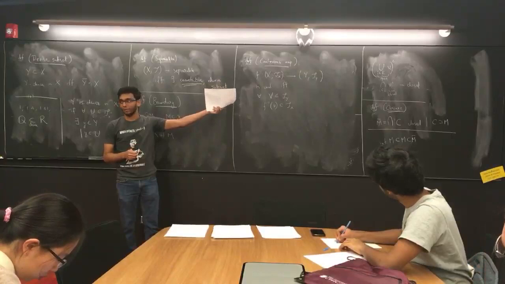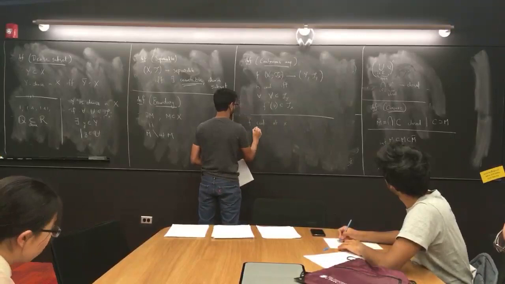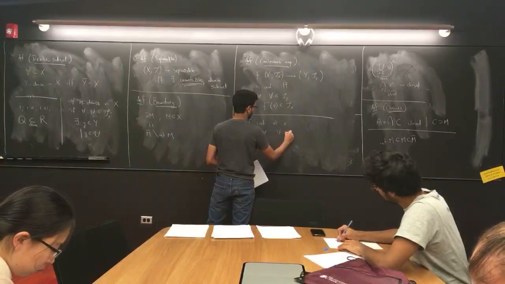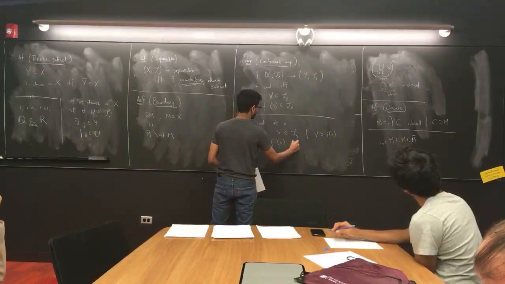There's also continuity at a point. F is defined to be continuous at a point X if for all V open in Y such that V includes F of X, F inverse of V is open in X.